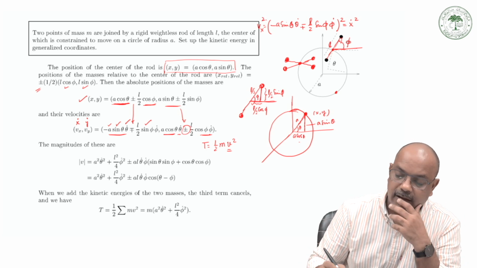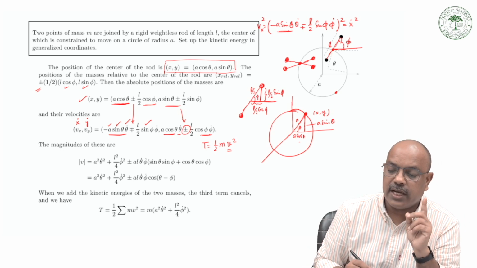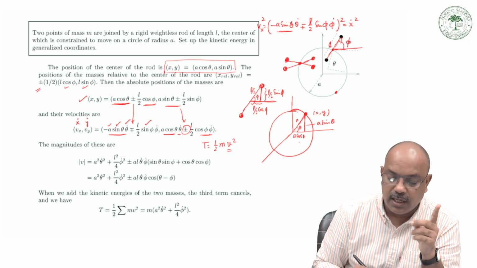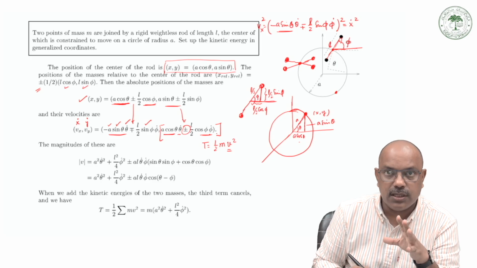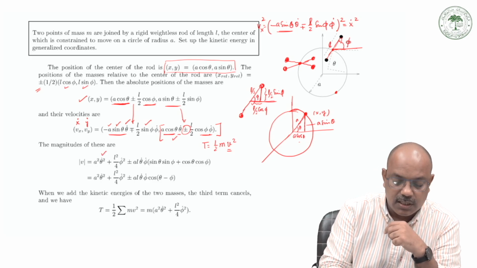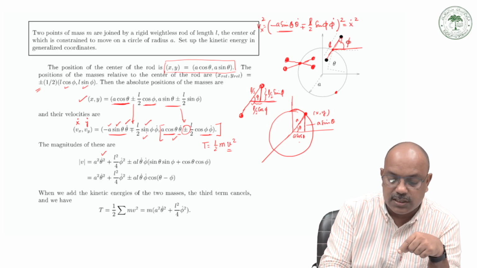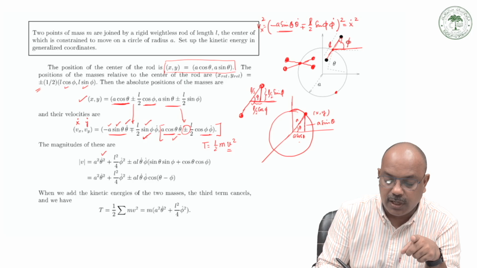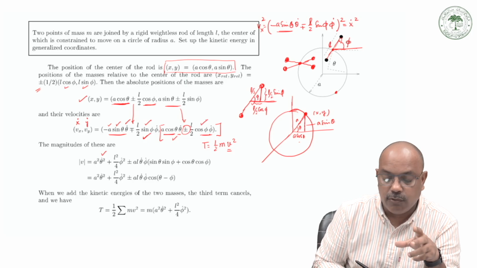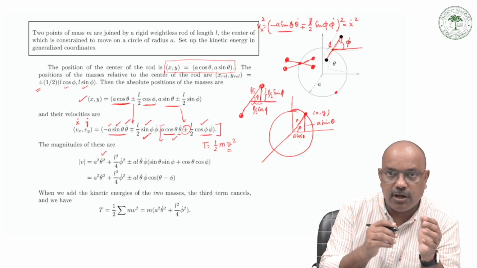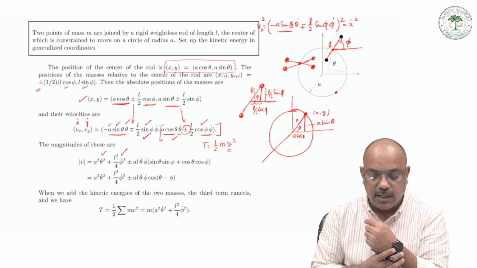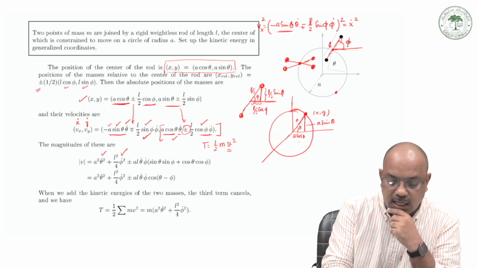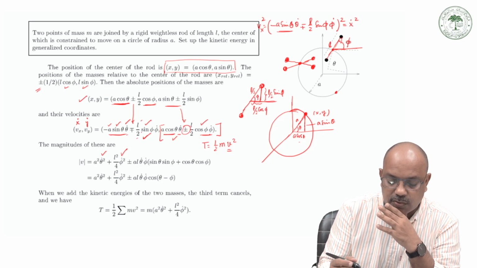So now when you square it, you're going to have a square sine square theta, theta dot square, and similarly from Vy, this is your Vy, you're going to get a square cos square theta, theta dot square. So from here you get a square theta dot square, and then similarly from here you get L square by 4 sine square phi dot square, and then from here you get L square by 4 cos square phi dot square. So sine square phi plus cos square phi, and the rest is common, so this is going to be L square by 4 phi dot square.